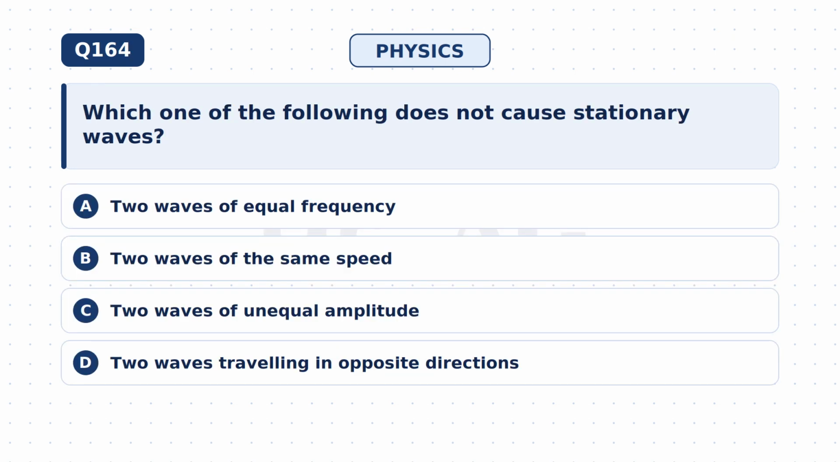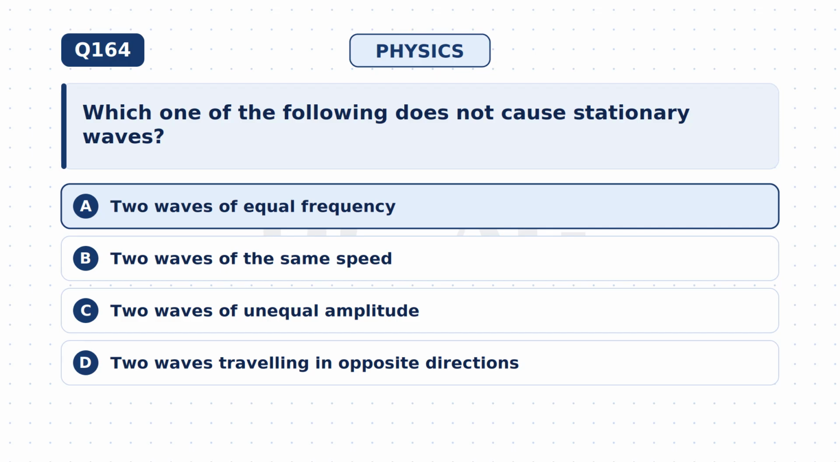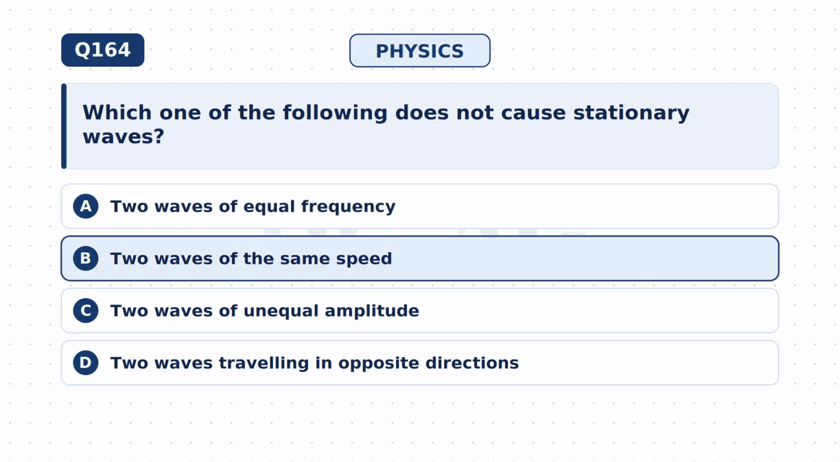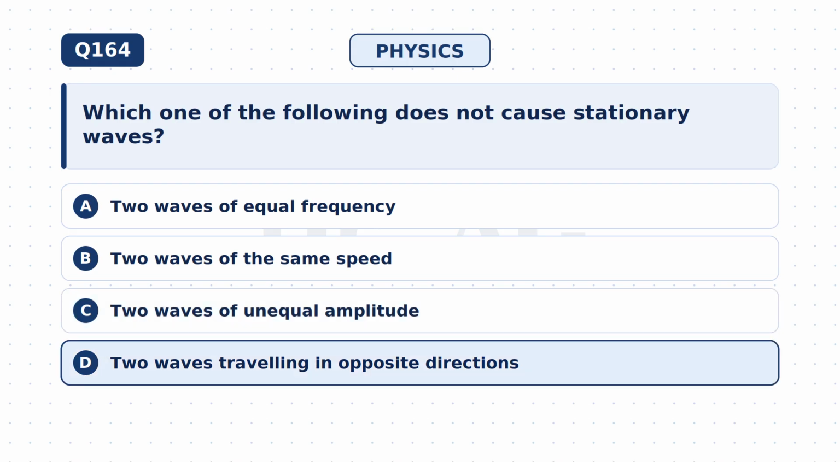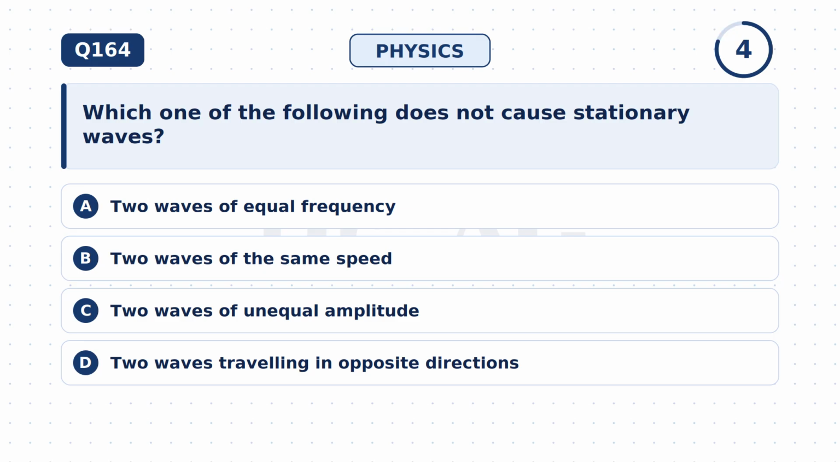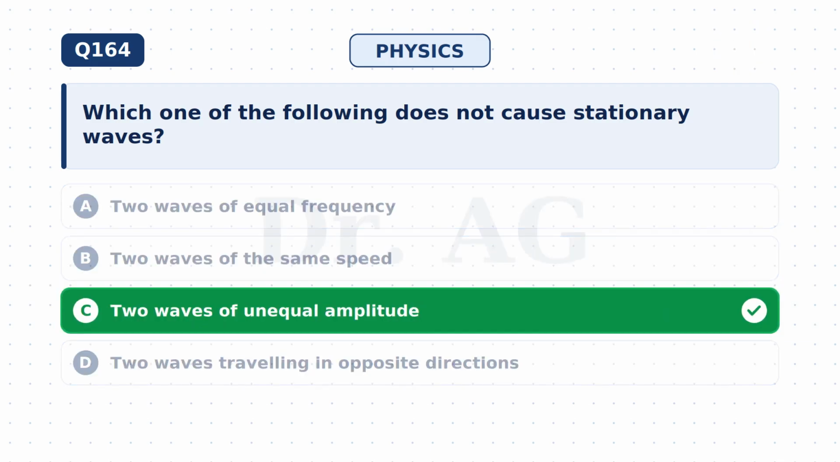Question 164. Which one of the following does not cause stationary waves? Option A, two waves of equal frequency. Option B, two waves of the same speed. Option C, two waves of unequal amplitude. Option D, two waves traveling in opposite directions. The correct answer is C, two waves of unequal amplitude.